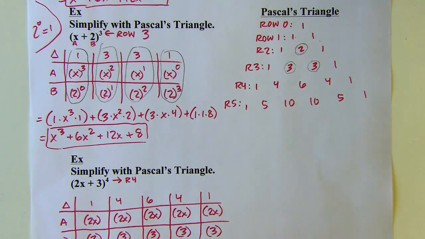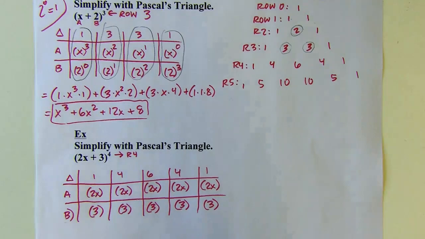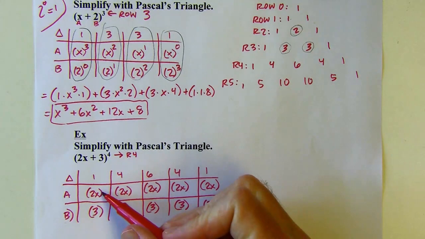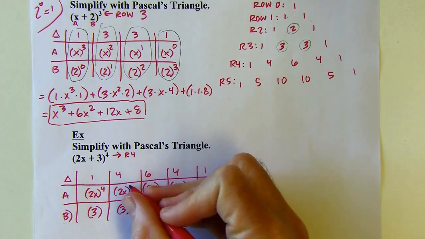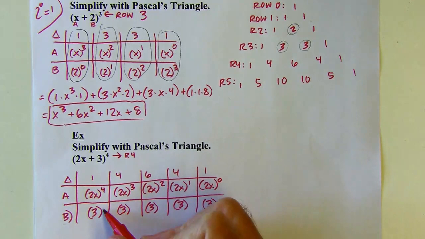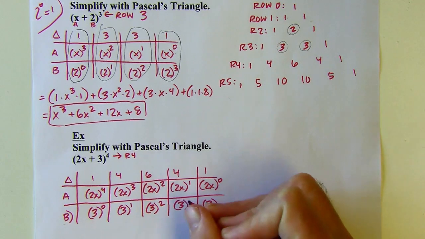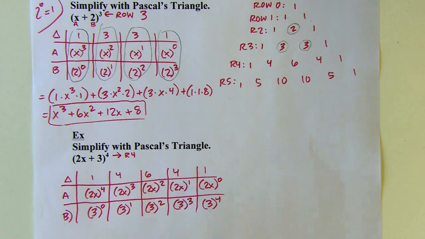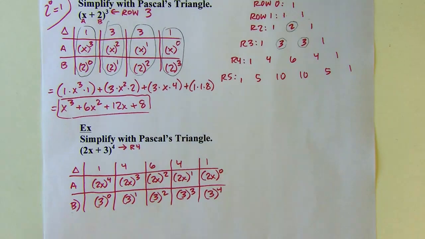Okay, and then I want to put in my exponents. This is the 4th row, so I'm going to start with a 4 and then work my way down to 0. And I'm always going to start with a 0 on my B row and work my way up, like so. And then I just multiply each term.